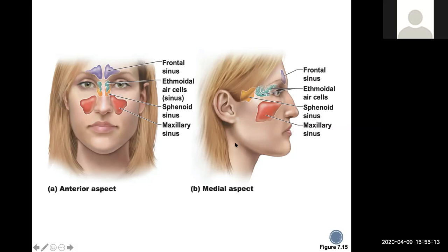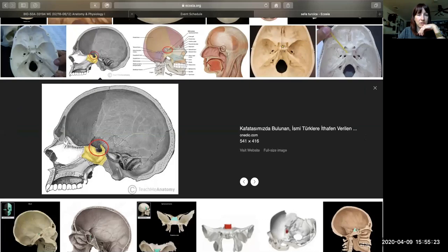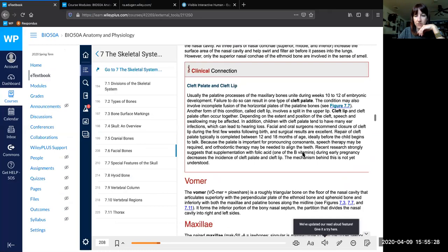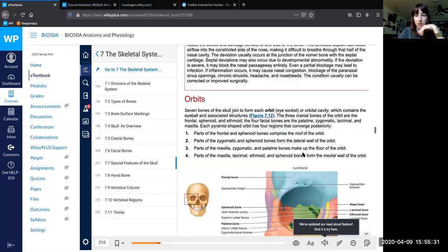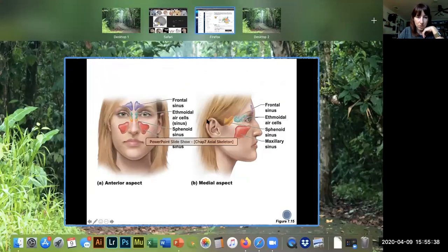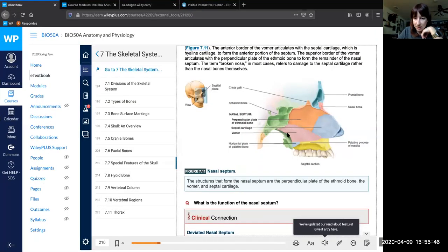The frontal sinus is part of your frontal bone. So there is actually a hollow place inside of your frontal bone, which is pretty cool. So here's our little hollow space of the frontal bone. And then we've also got sphenoid sinuses in orange back here. And that is right here in green. Okay.